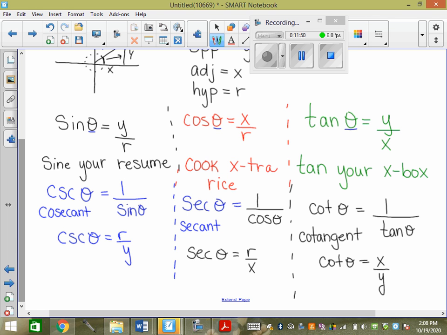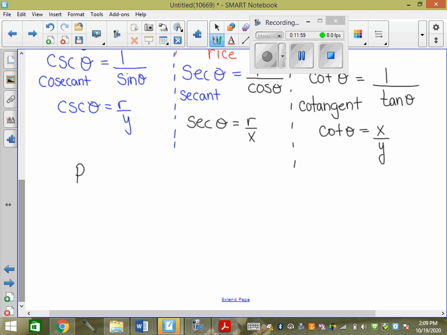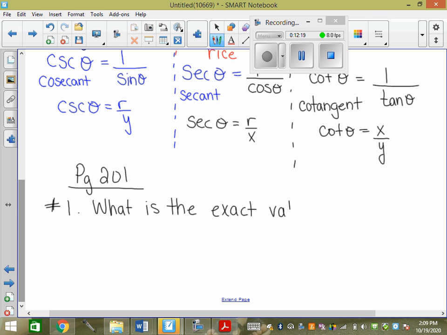So we're on page 201 of the textbook. You don't need it in front of you, I'm just telling you. We're going to work on number 1. Number 1 says, what is the exact value of each trig ratio?